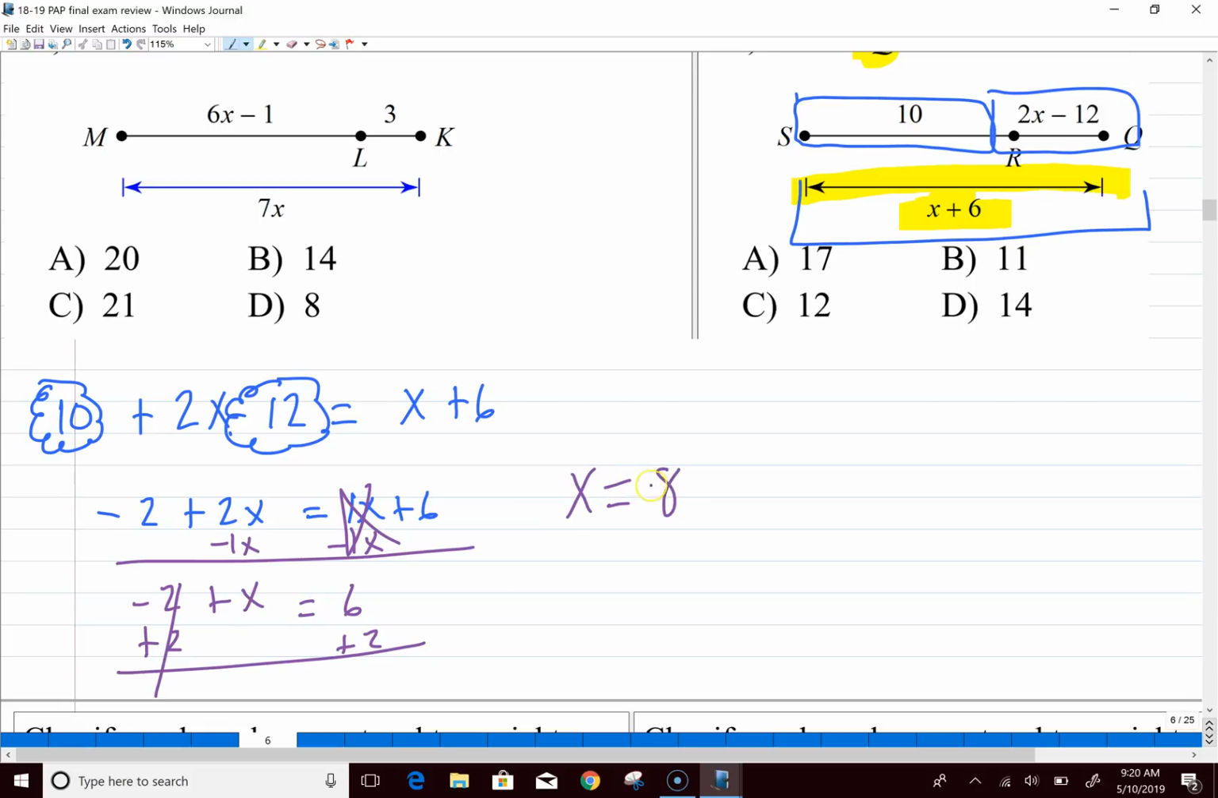Again, it's not asking what x is. It wants to know what SQ is. And remember that SQ is the yellow one I had here. That is x plus 6 right here. So put 8 right here. 8 plus 6 will give us 14.